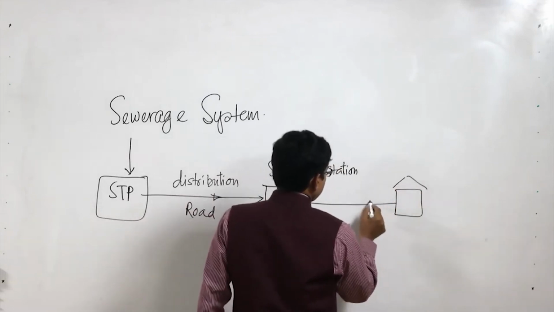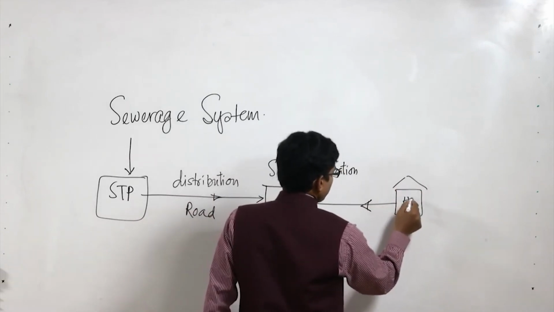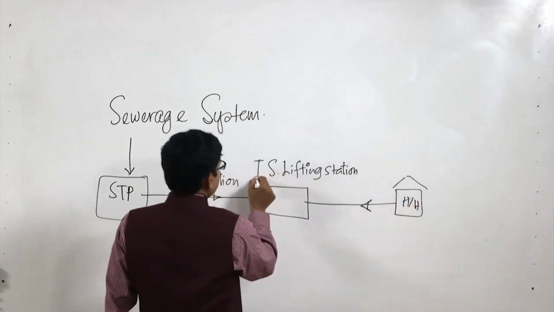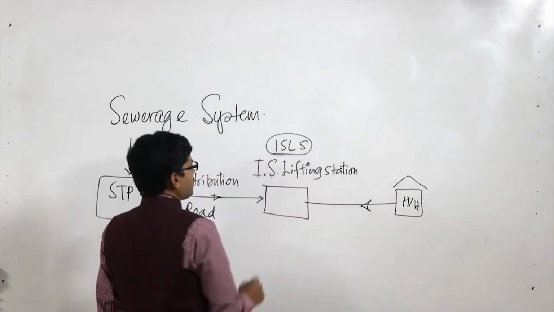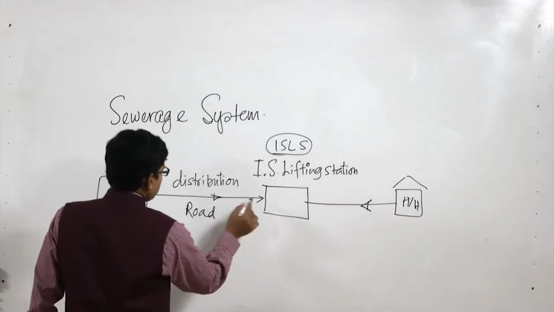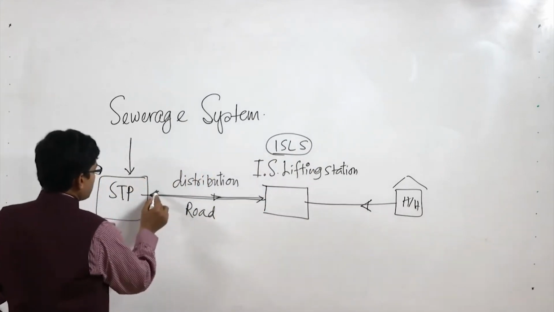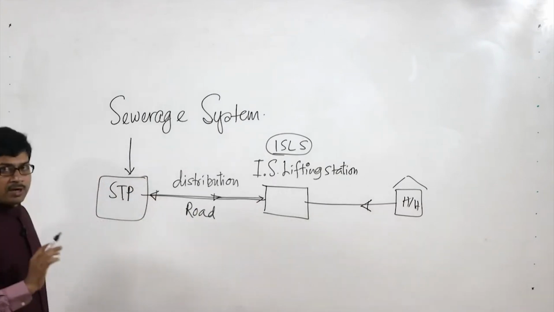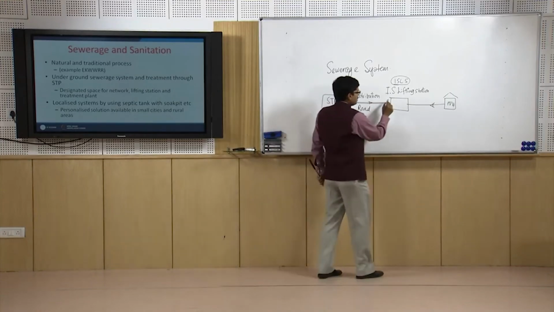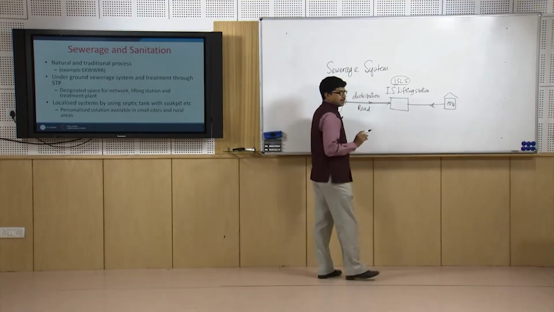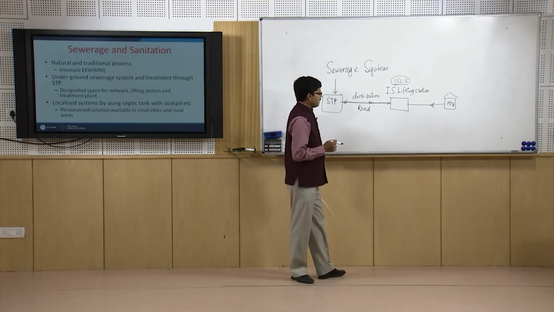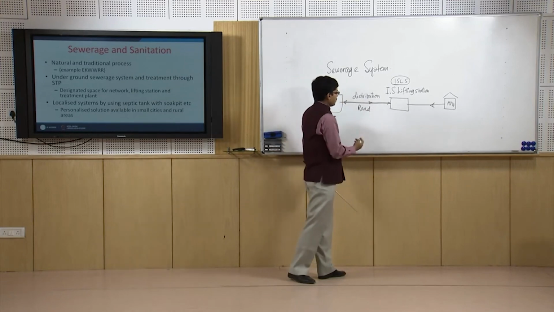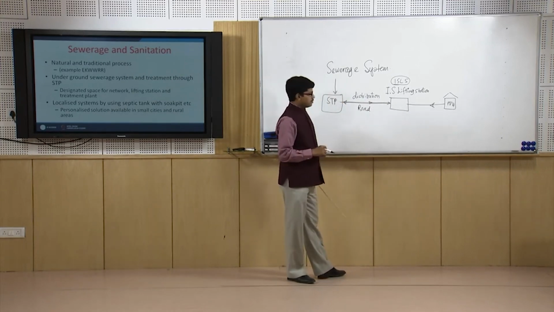From the household the sewerage comes like this. This is the intermediate sewerage lifting station, the ISLS, and from the sewerage lifting station the sewer comes to the STP for the treatment. So this is the fundamental process. An intermediate sewerage lifting station requires some space, ranging from 50 to 60 meters by another 50 to 60 meters, and the sewerage can be taken below the road or below any other open space like that.